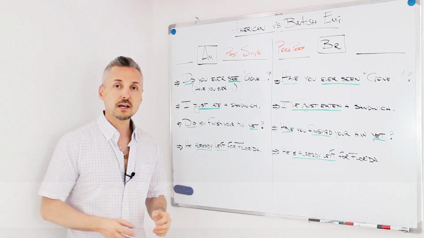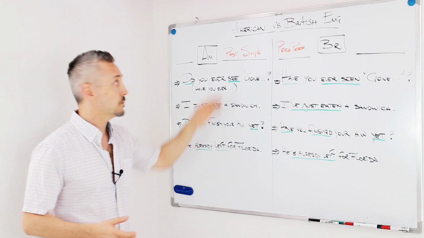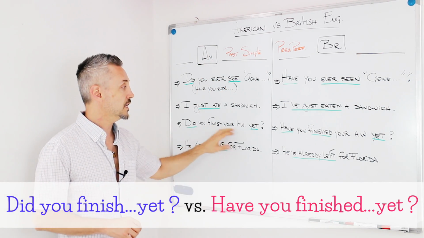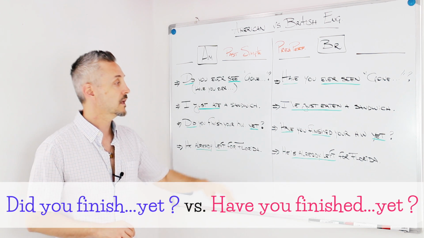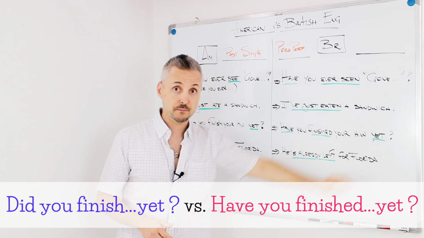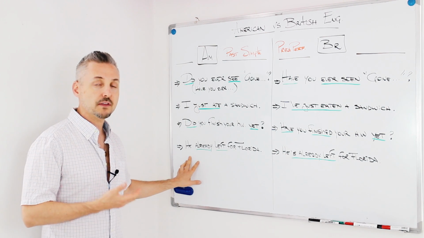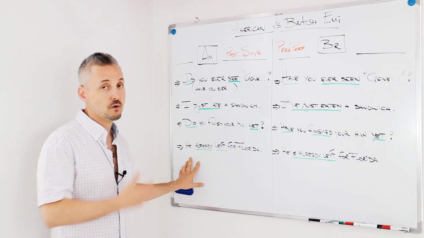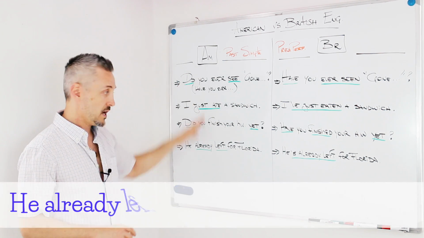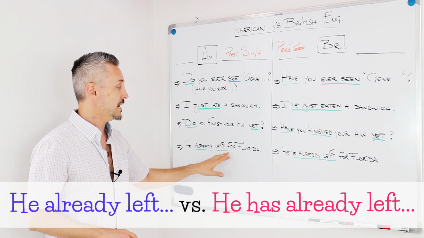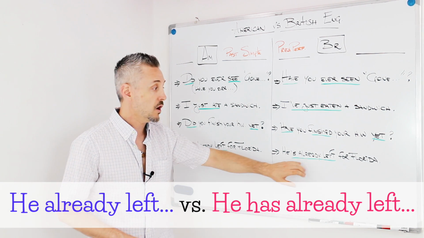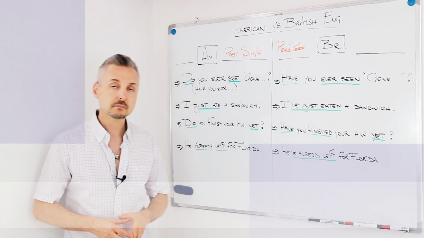So let's take a look at the third example with the usage of the past simple and the present perfect. Did you finish your homework yet? As opposed to, have you finished your homework yet? The last example for the past simple and the present perfect, or the differences between American and British English, is in America obviously, he already left for Florida. As opposed to, he's already left for Florida.